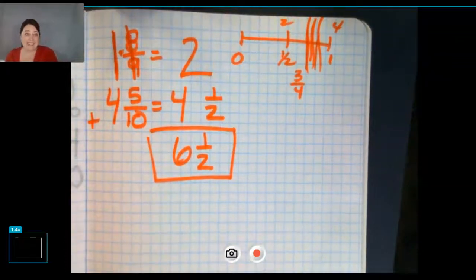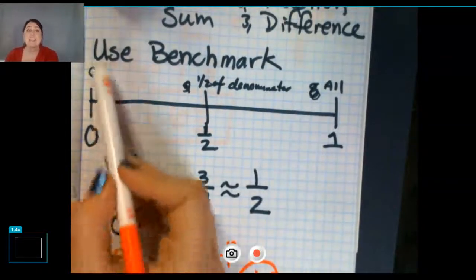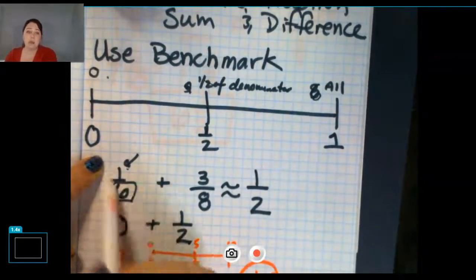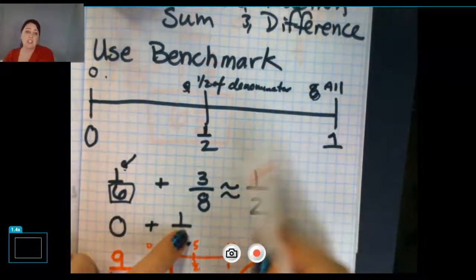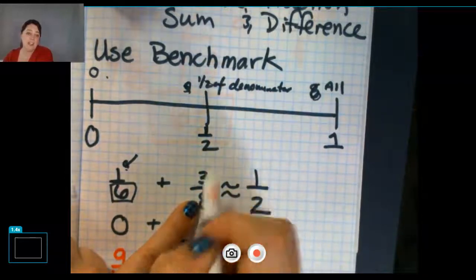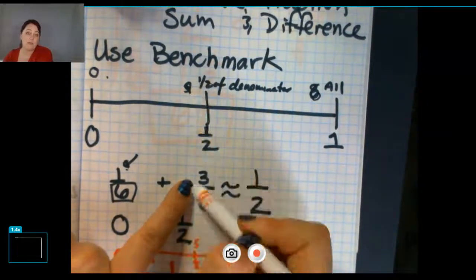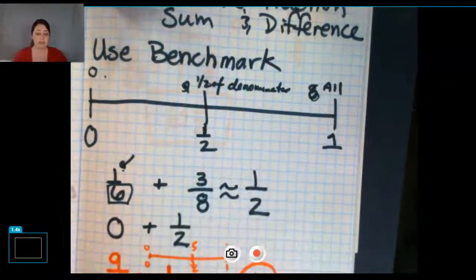So that is our lesson for today. The idea is either you are going to round the number to be 0, to a half, or to a whole. And you do that kind of by comparing the numerator to half of the denominator, so that numerator is closer to that.